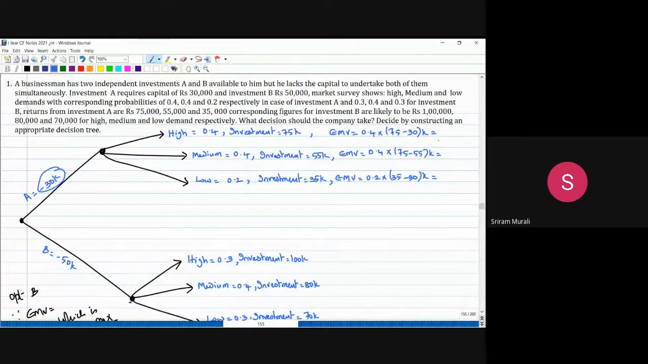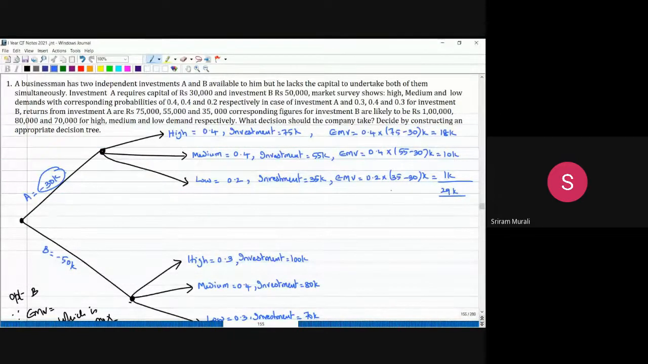This will be 18. Sir, that medium is 55 minus 30k, right sir? I'm sorry, I made a mistake. It is 55 minus 30k. This is 35 minus 30k, 10k. Now it is 1k. You add everything. This is 29,000.